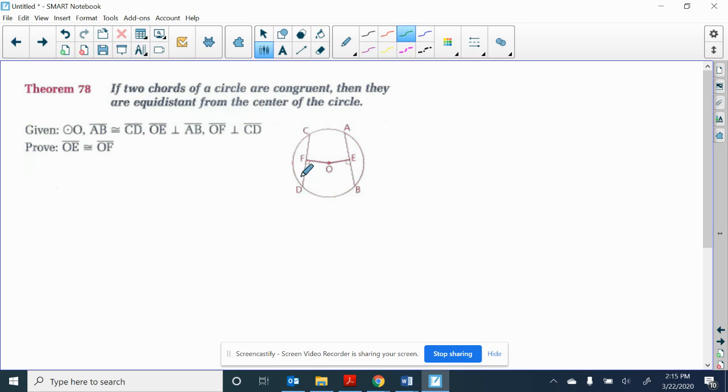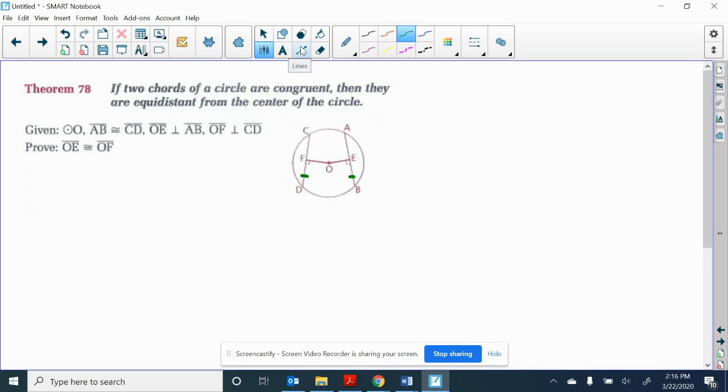Okay, so since the wholes are congruent, I can say the halves are congruent, and I know that F is a midpoint and E is a midpoint because of the theorem from section 10.1 that says if I draw a line segment from the center to a chord at a right angle, then I find the midpoint. I split the chord in two. So I know that F is a midpoint and E is a midpoint. And again, I can say that if the wholes are congruent, the halves are congruent. So I have DF and EB congruent to each other.